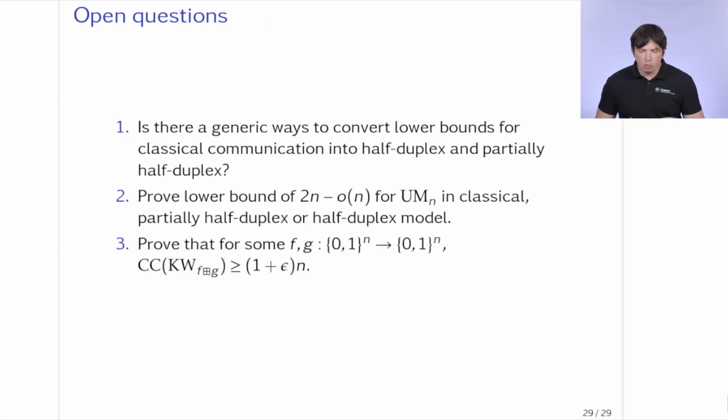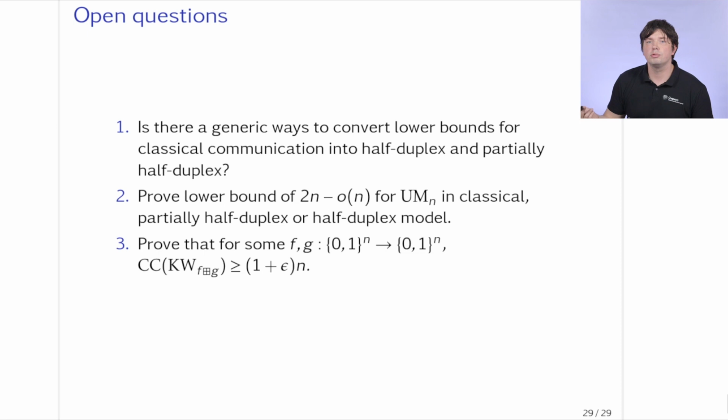First of all, our way to convert lower bounds for classical communication into half duplex is rather ad hoc. So every time we need to do some work to actually reprove results in a new model. So is there a generic way to do that without losing a factor of 2, of course? Can we prove that any lower bound in classical communication can be immediately turned into a lower bound in partially half duplex, for example, or if the proof has to be in a particular form, then it can be done. That would be really nice and really simplify our future work.